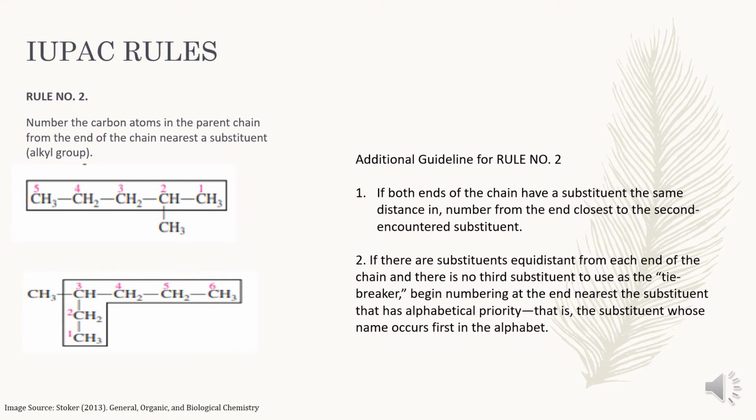We also have additional guidelines for rule number 2. First, if both ends of the chain have a substituent the same distance in, that is, they are equidistant, number from the end closest to the second encountered substituent. If there are substituents equidistant from each end of the chain and there is no third substituent to use as the tiebreaker, begin numbering at the end nearest the substituent that has alphabetical priority, that is, the substituent whose name occurs first in the alphabet. Later on, when we have our examples, you will encounter this rule.